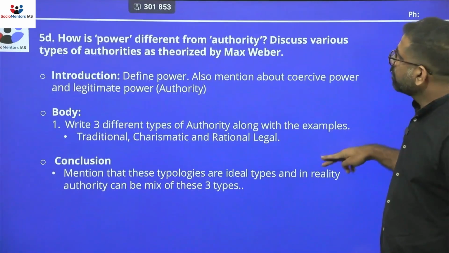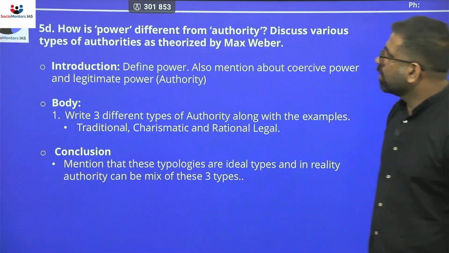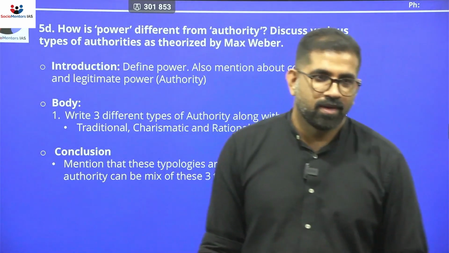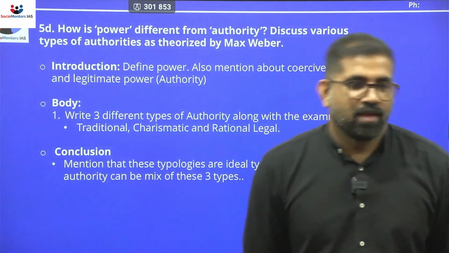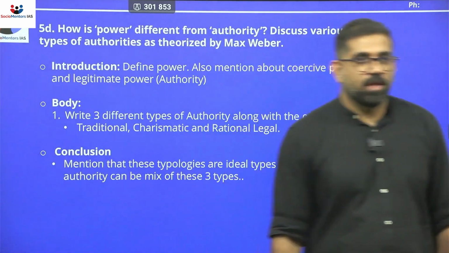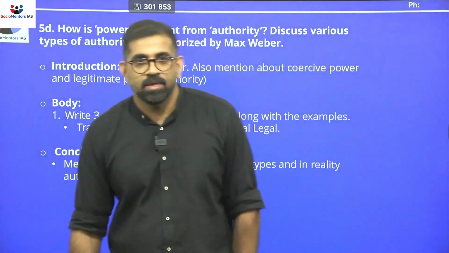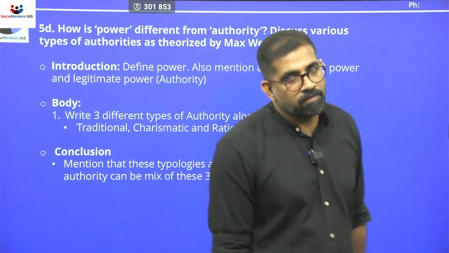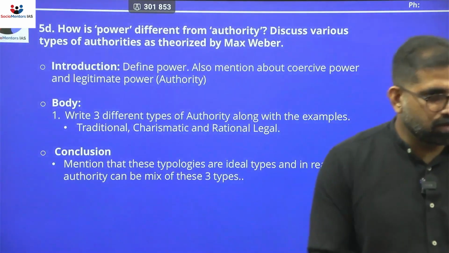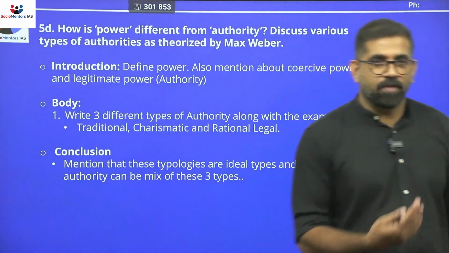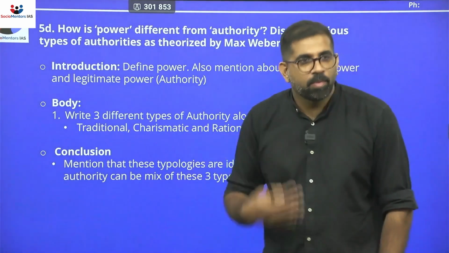How is power different from authority? Discuss various types of authorities as theorized by Max Weber. What is power? According to Weber, it is the ability of an individual or group of individuals to realize their will in communal action, even against the resistance of others. This is the definition given by Weber. When you are asked to write about power, try to give the definition of Weber. Try to give a proper definition.